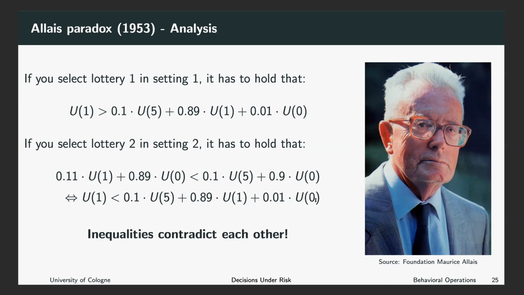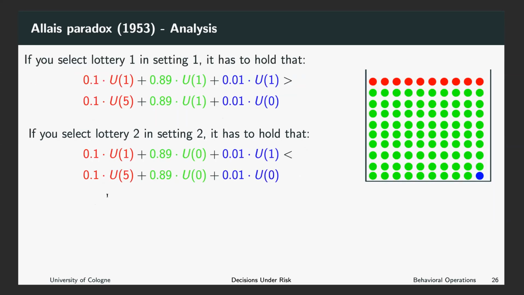However, what you can see is that these inequalities contradict each other. So if you compare it, you see that if this holds, this cannot hold. So this was the, let's say, mathematical proof of the Allais paradox. On the next slide, we will look at a more graphical example.